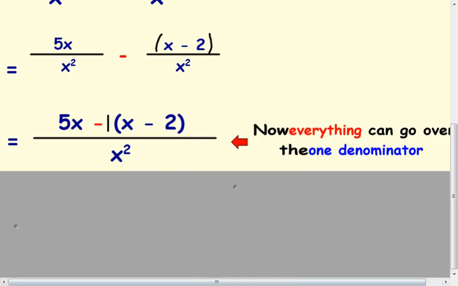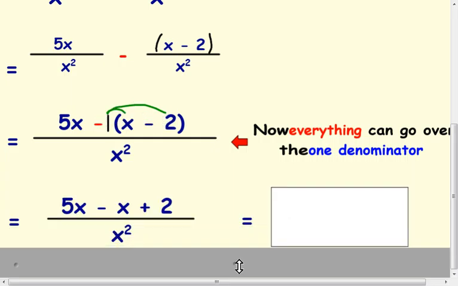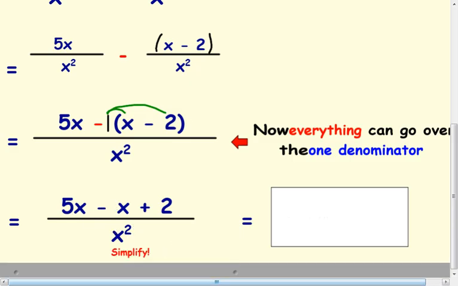So times out the bracket. This will be a bit of a harder example here. The 5x stays as it is. This is going to become a takeaway x, and then negative 1 times negative 2 is a plus 2. It's going to be 5x, take away x, and a plus 2. Just do this bit here, the takeaway part, and you're going to get 4x plus 2 over x squared.